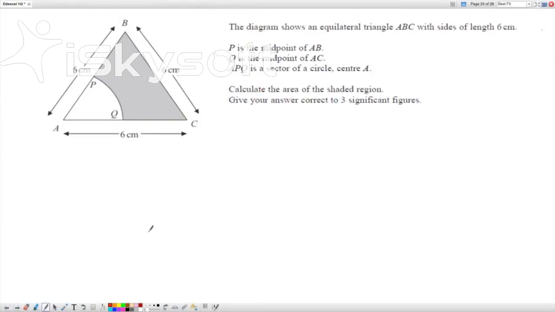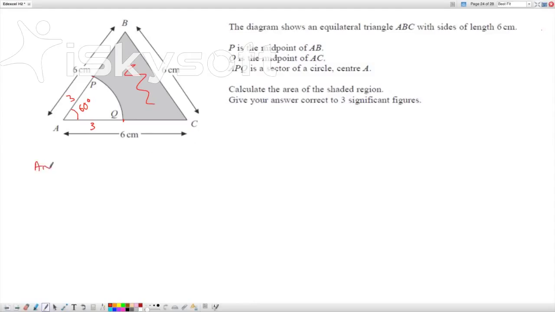Here we have a diagram which shows an equilateral triangle with sides of length 6. We're told that P and Q are the midpoints, so half of the 6 are distances here, 3 and 3. Here we are shown a sector, APQ. It's an equilateral triangle, so we know our angle here is 60. We need to calculate the area of the shaded region, giving our answer correct to 3 significant figures.